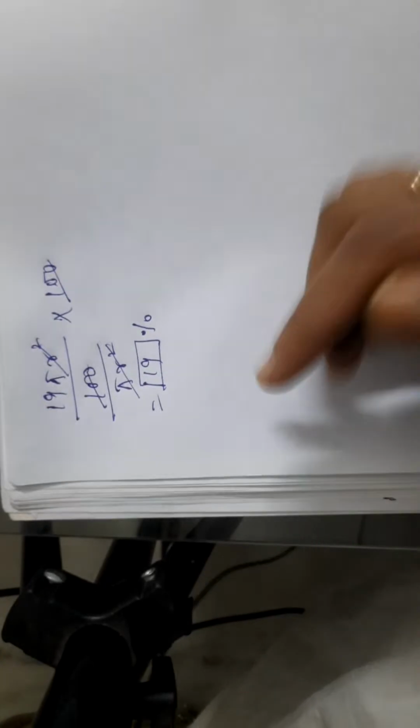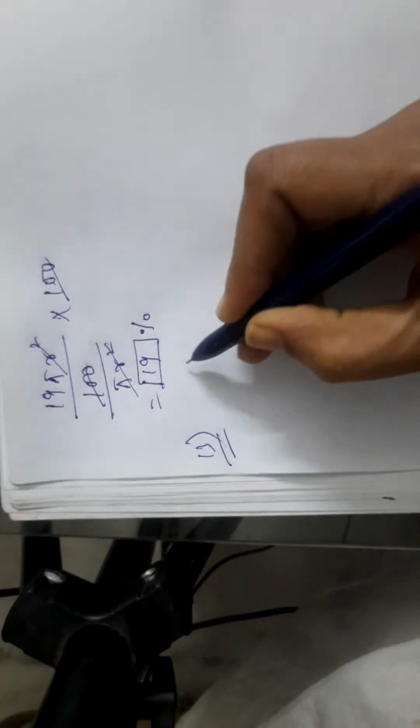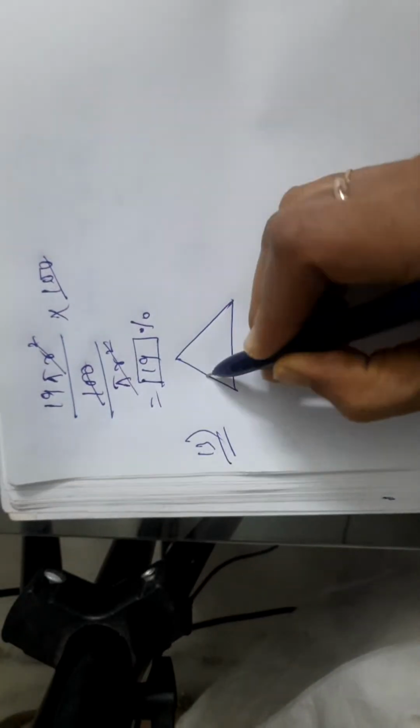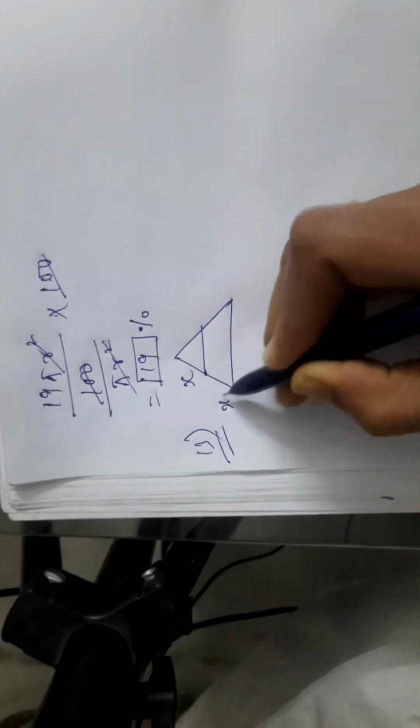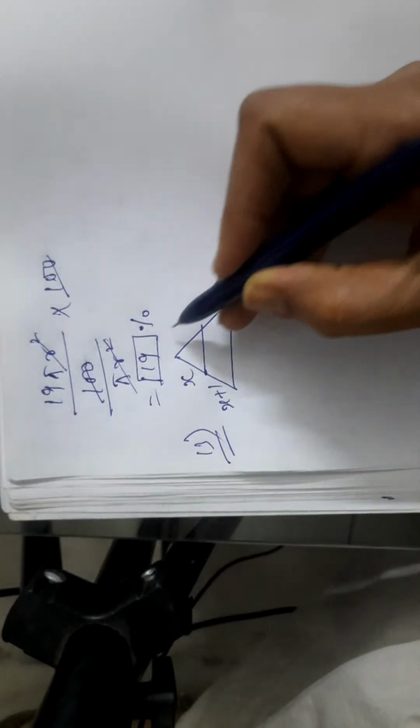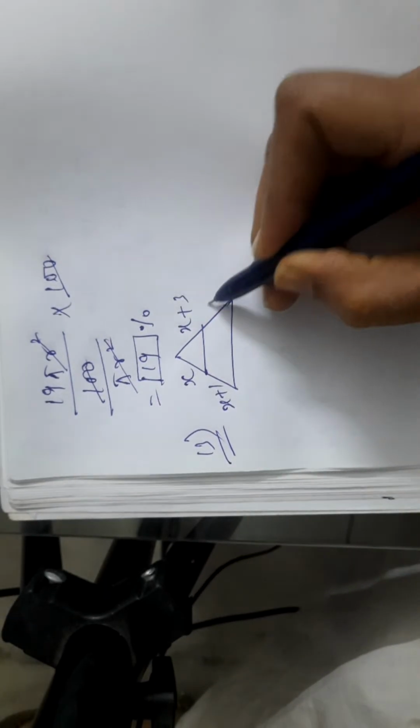Okay. This question is for you. Say answer quickly. Here ratios are given: x, x plus 1, x plus 3, x plus 5. You need to find the value of x by using BPT. If the lines are parallel, sides ratios are equal. Find out solution. Find x.